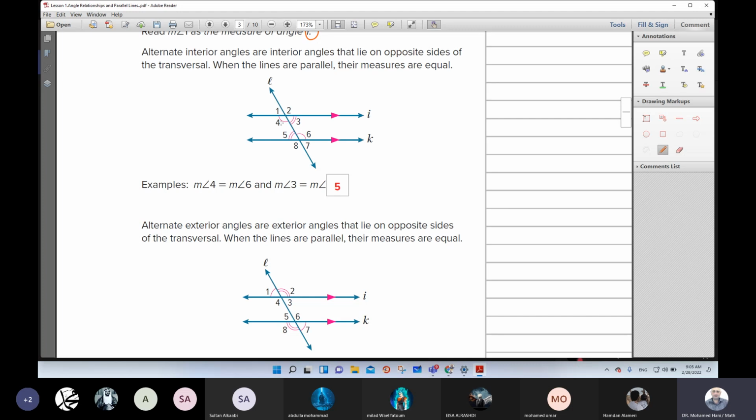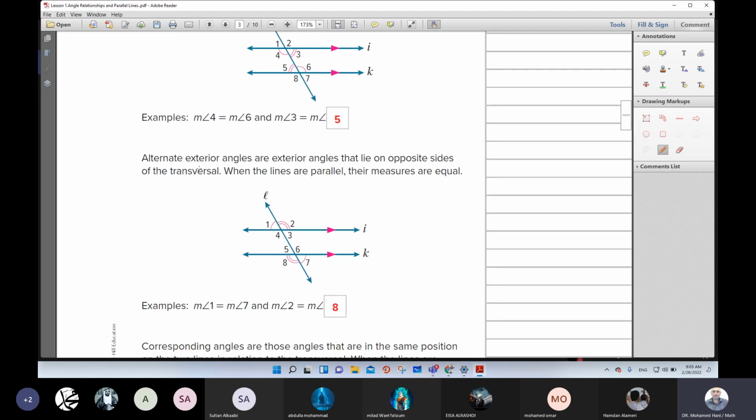Measure 4 equals measure 6, and measure 3 equals measure 5. So the name of 3 and 5 is alternate interior angles, and the name of 4 and 6 is alternate interior angles. Each two alternate interior angles will be congruent.